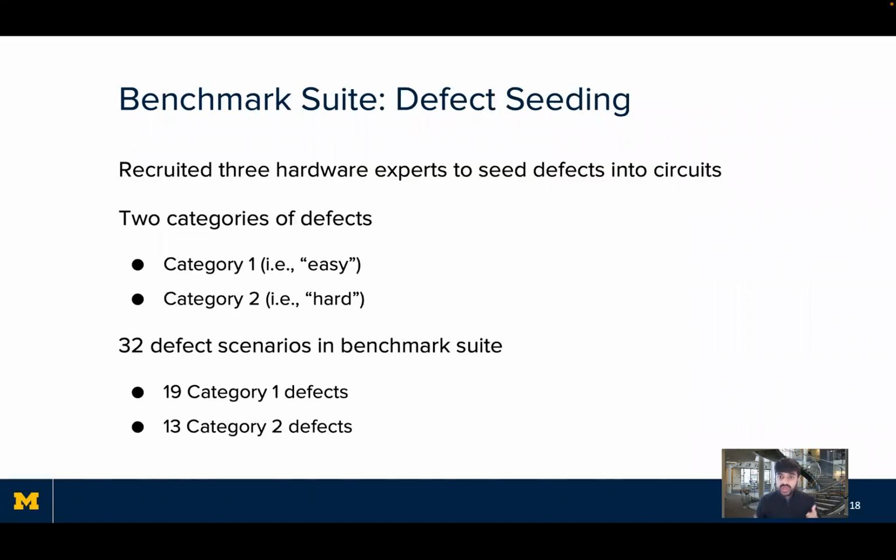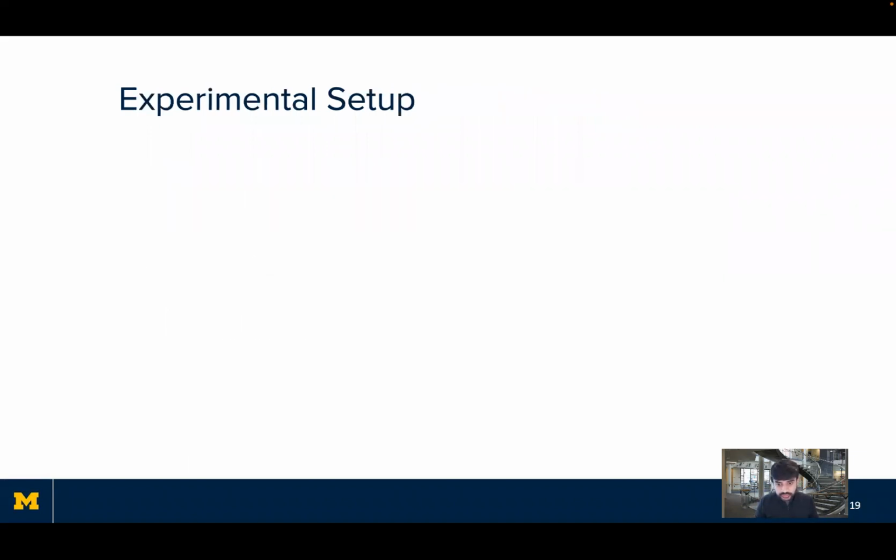To seed defects into otherwise correct implementations of the hardware projects, we recruited 3 hardware experts, 2 from industry, 1 from academia, and we instructed them to seed 2 categories of defects. Category 1, which is easy. These defects include the kinds of mistakes, say, pertaining to simpler high-level aspects of circuit design. And then category 2, hard defects. These defects are usually more complicated, and they usually require more effort to diagnose, understand, or fix. In total, we obtained 32 defect scenarios from our experts, and we make this benchmark suite publicly available for future hardware repair approaches to be evaluated on.